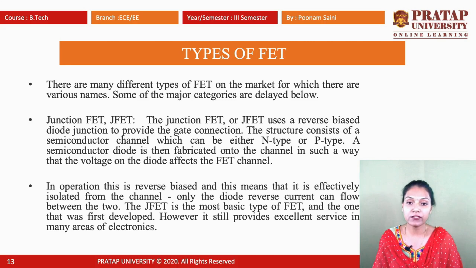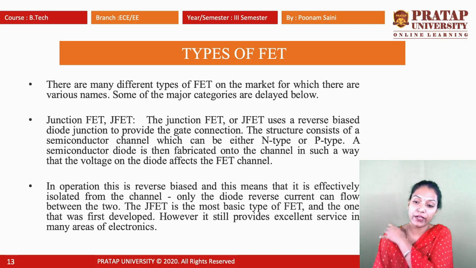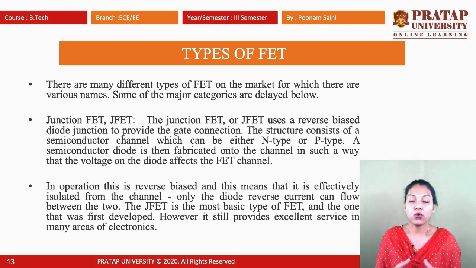So JFET, the junction FET or the junction field effect transistor, uses a reverse bias diode junction to provide the gate connection. The structure consists of a semiconductor channel which can be either N-type or P-type. A semiconductor diode is then fabricated on the N channel in such a way that the voltage on the diode affects the FET channel. In operation, this is reverse biased, and this means that it is effectively isolated from the channel. Only the diode reverse current can flow between the two.